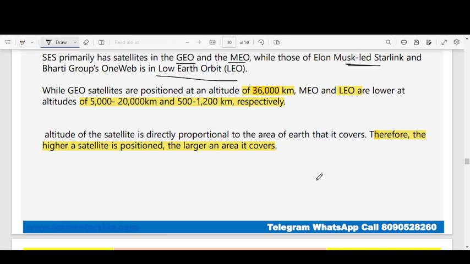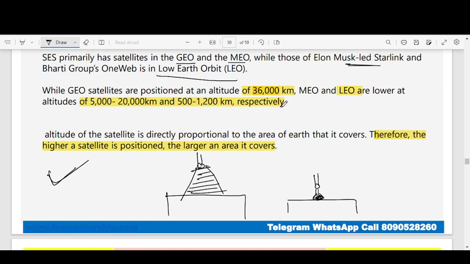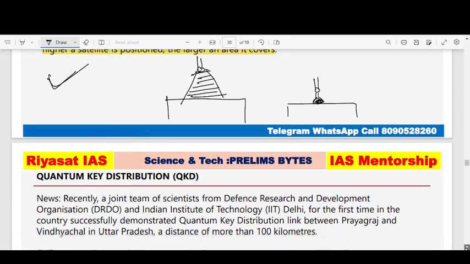When you focus, for example, this is your table and this is your torch. When you focus the torch here, light will be dispersed only in this place. But if you keep the torch far away, it will cover more distance, more area will be lit. So on this principle only, the GEO is working to provide good broadband services.